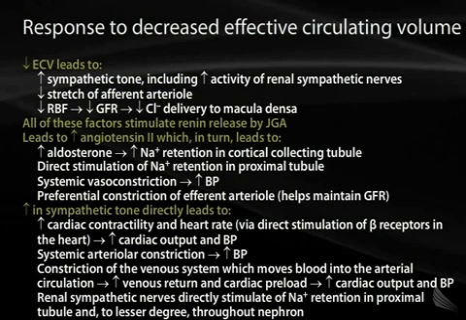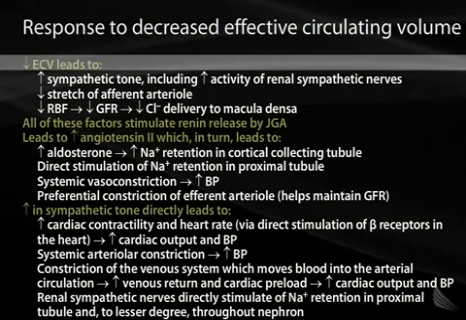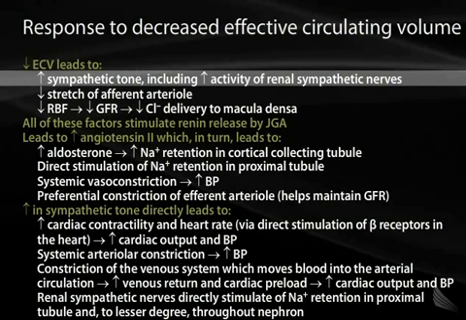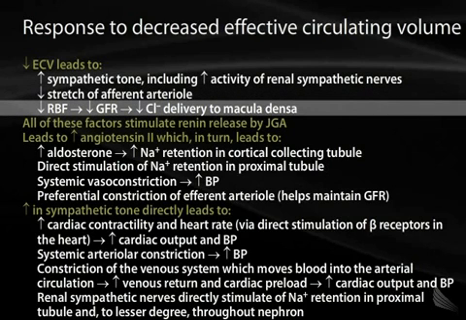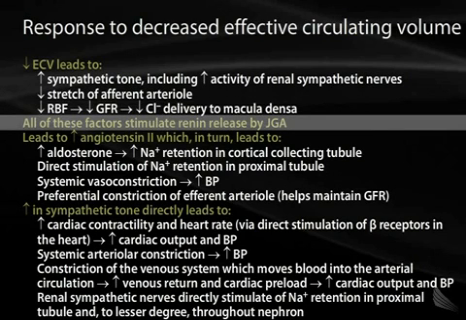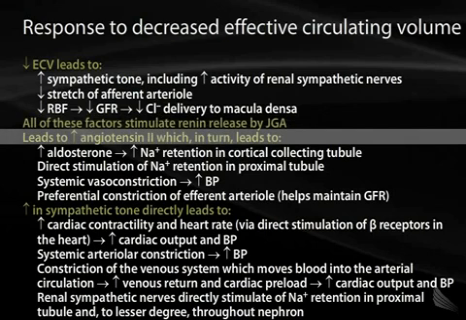Let's go over the response to decreased effective circulating volume. A decrease of effective circulating volume leads to increased sympathetic tone, including increased activity of the renal sympathetic nerves. There's decreased stretch of the afferent arteriole. Renal blood flow falls, GFR falls, thus there is decreased chloride delivery to the macula densa. All of these factors, the increased sympathetic tone, the decreased afferent arteriolar stretch, and the decreased renal blood flow, stimulate renin release.